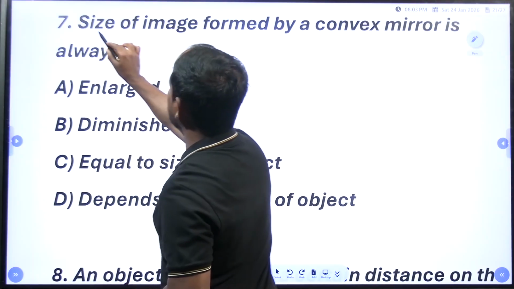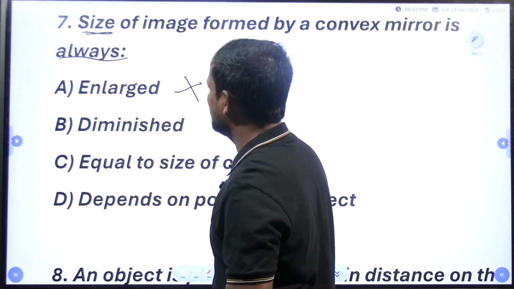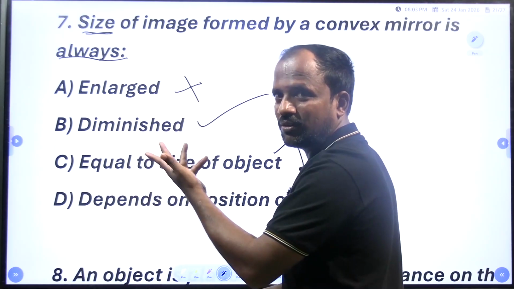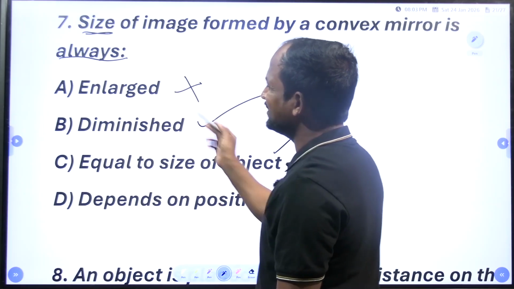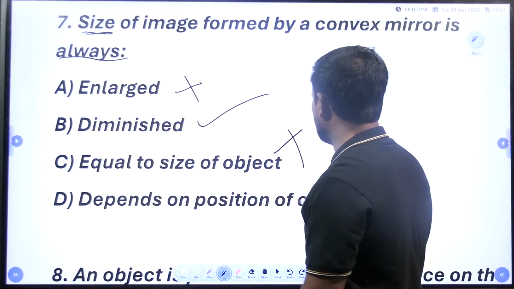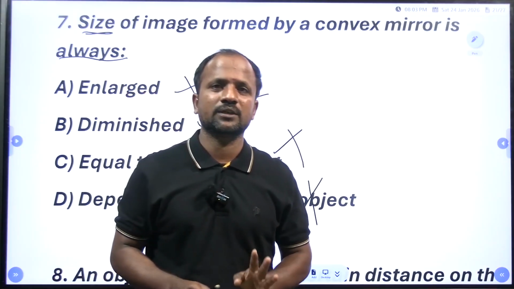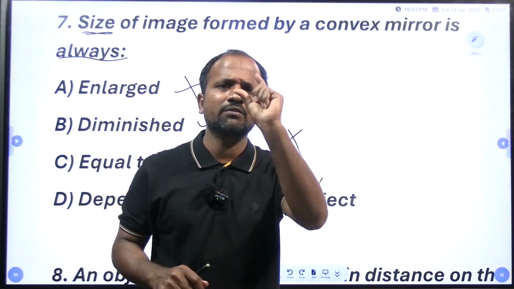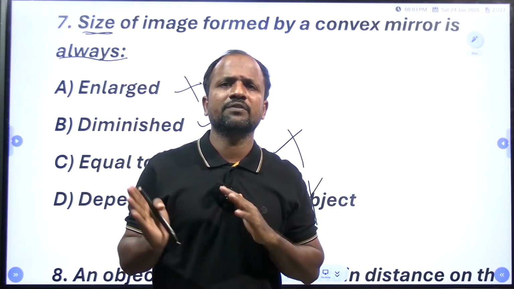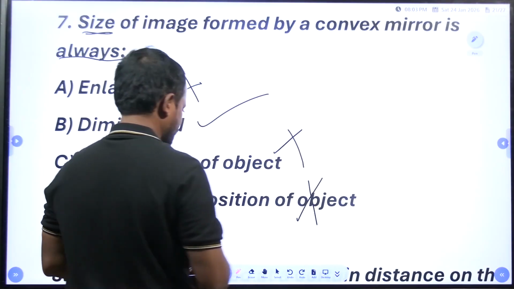So now tell me, the size is always enlarged? Wrong. Diminished is the correct answer. Equal size, no. Only at the center of curvature could an object give an equal-size image, and that is not possible here. It does not depend on the position of the object in front of the convex mirror. Wherever you keep it, the image is always diminished, virtual and erect, always formed between F and P, the focus and the pole. Clear? Right, next question.